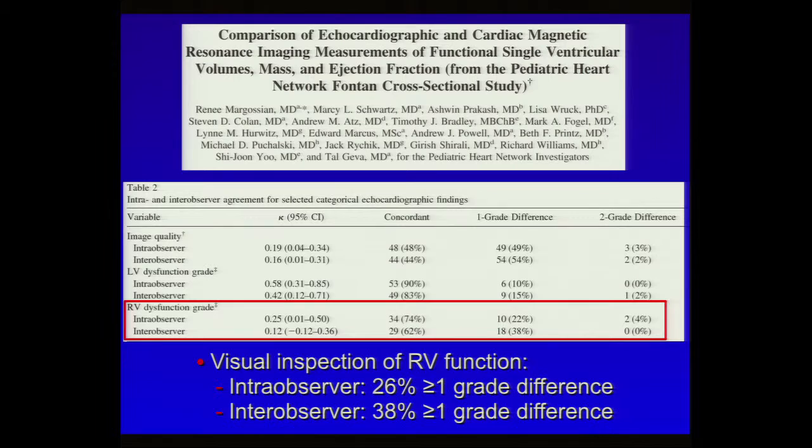This is just some data showing the observer variability and agreement with MRI when it comes to visual inspection of the right ventricle. In 26%, the same observer ranked RV function differently by at least one grade. And when it comes to inter-observer variability, almost 40% of the observations varied from each other.